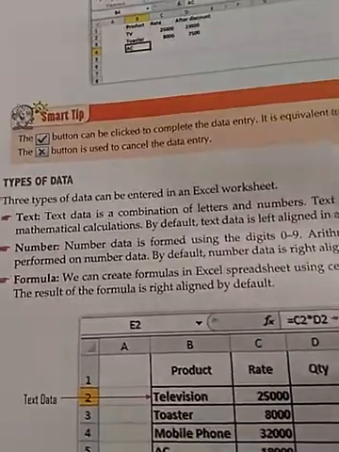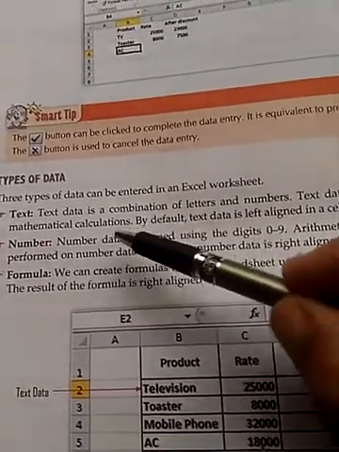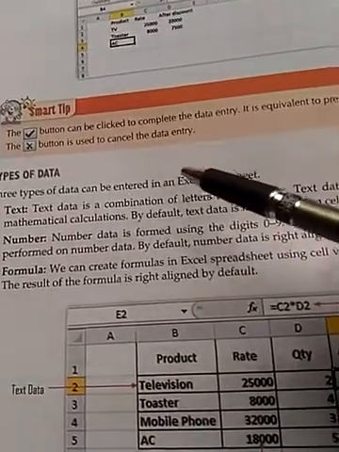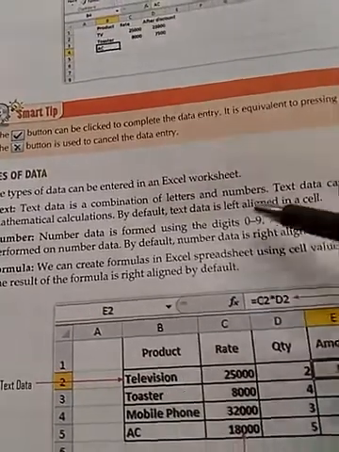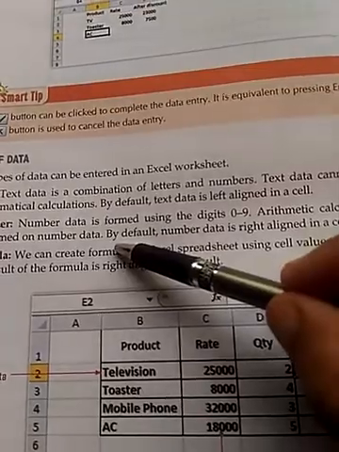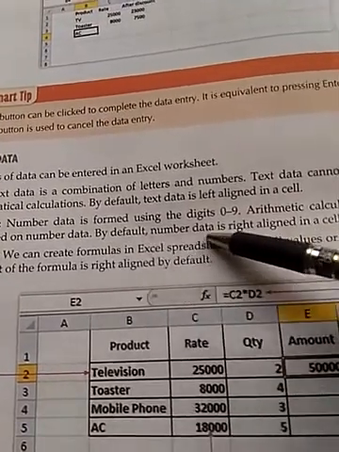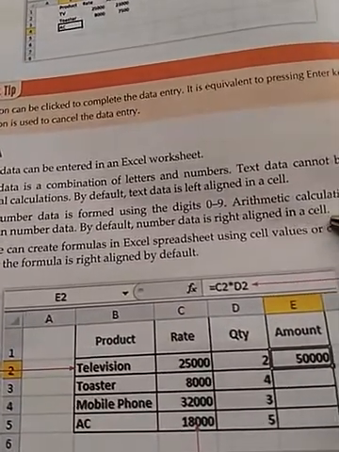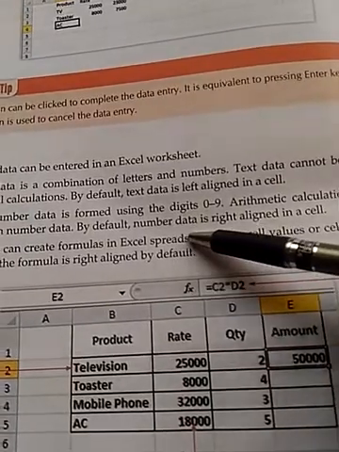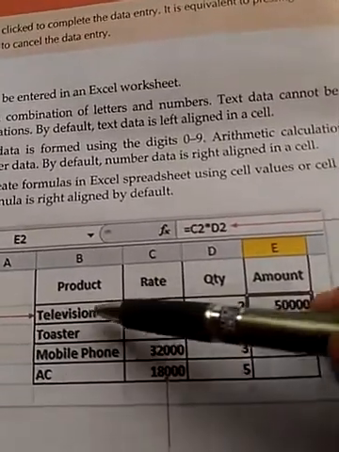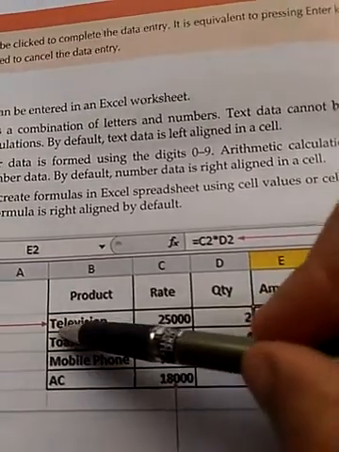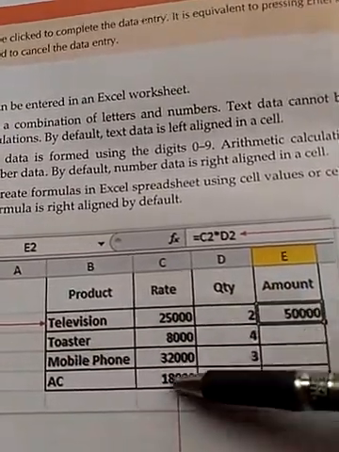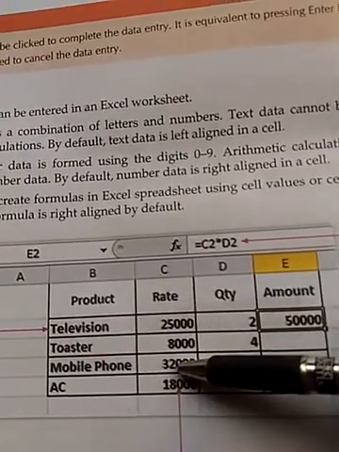Number. The numeric value, numbers, can be entered in a cell to perform mathematical calculation by using mathematical operators. The numeric data, the number data, is right aligned in the cell. Remember this. It is right aligned in the cell. Look at here. Here they have written television, toaster. It is left aligned in the cell. They have written value over here. It is right aligned in the cell.